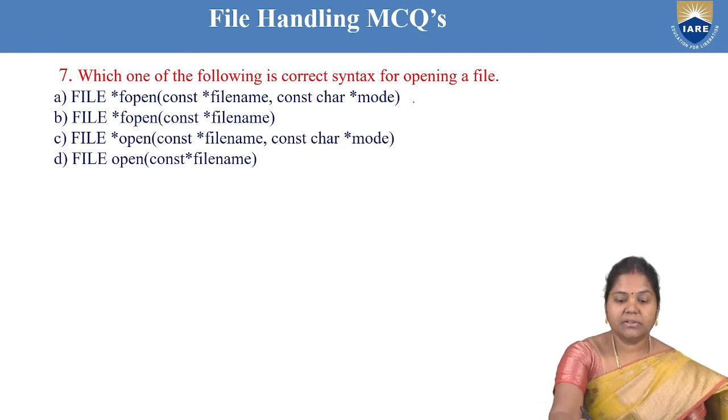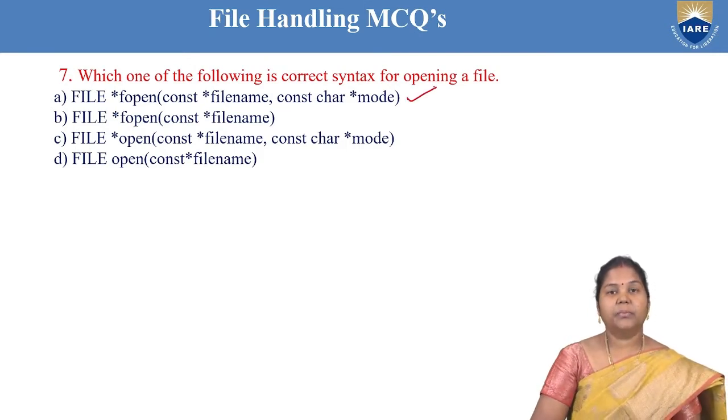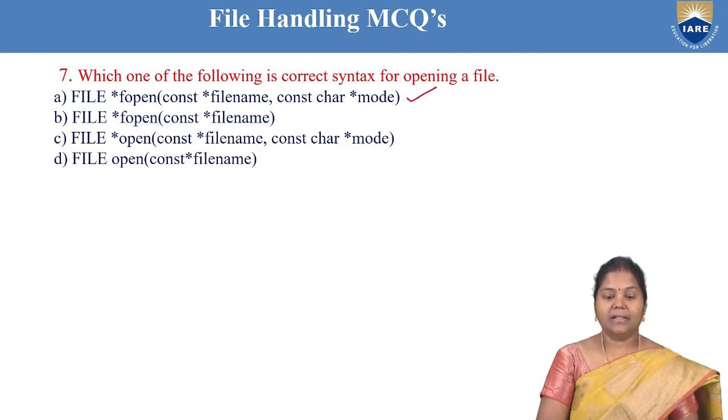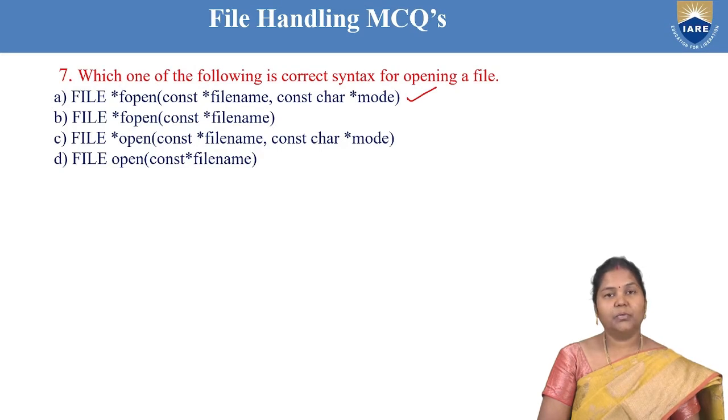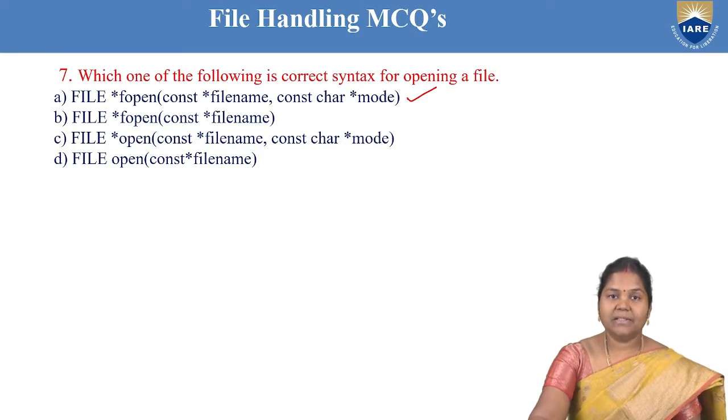So, the first option is the correct one, fopen with const file name and then const character mode. B and D have only one argument, so they are not correct. But option C would be correct if the question were related to low level disk IO. But if nothing is mentioned, then we will always talk about the library functions related to file opening, which is fopen. So option A is correct.